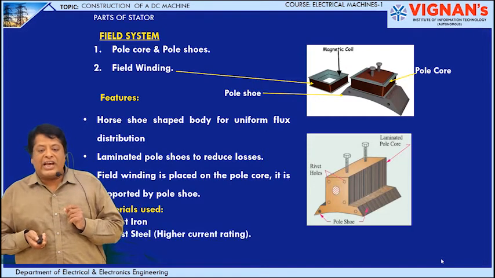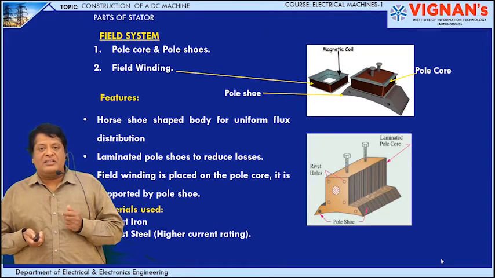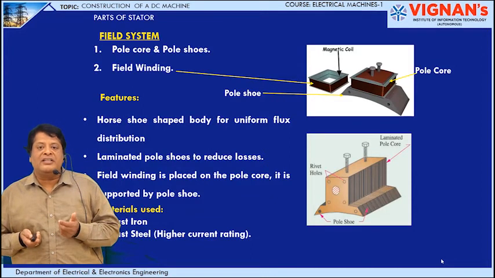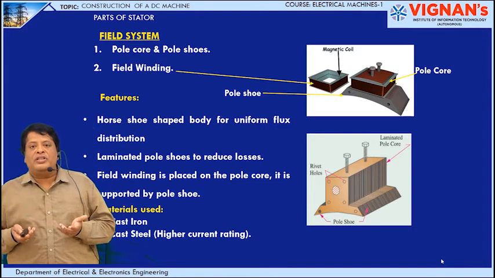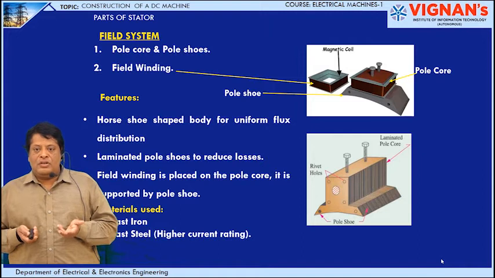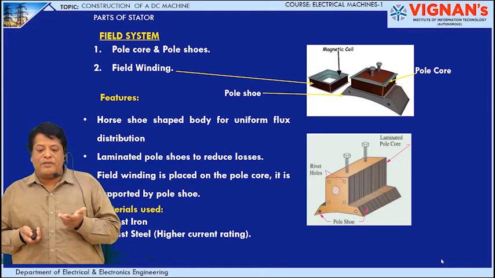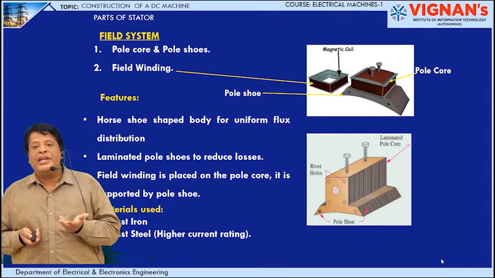It is also made of cast iron. If the cost is not a constraint, then it is made of cast iron. If the cost is a constraint, then we go for cast steel. Already we know that the cost of steel is more than iron. So if you go for steel manufacturing of the pole core and pole shoe, it is a very high cost.